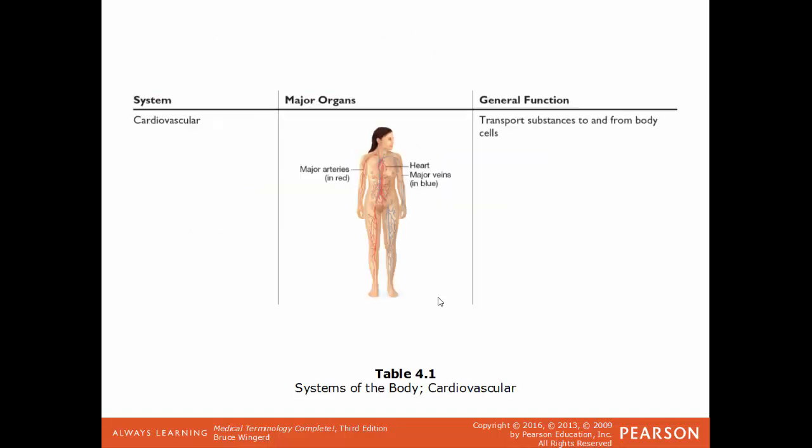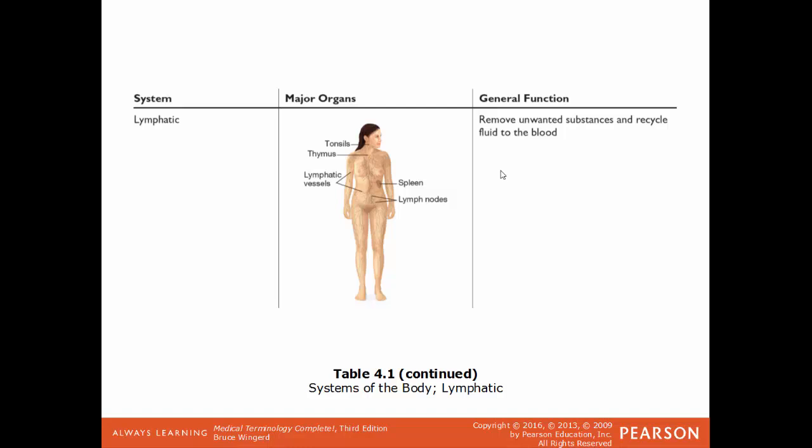All right, the first one, the cardiovascular system. The major organs, of course, are the arteries, veins, and heart, and the general function is to transport substances both to and from body cells. You want to deliver oxygen to the cells, but also pick up carbon dioxide to get rid of it. All right, the next body system, lymphatic. This would include things such as the tonsils, thymus, various lymphatic vessels, lymph nodes, spleen. And the general function of this system is to remove unwanted substances and recycle fluid to the blood.